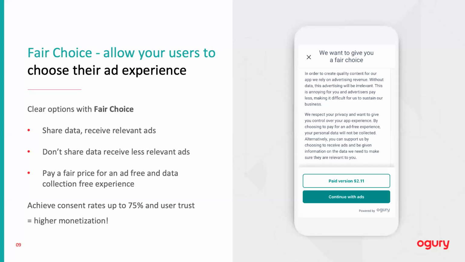We'll come more to the actual interface later. But we've also added features that stay within our mission of providing the user with choice. One of these key features has helped increase opt-in and acceptance rate massively, up to 75%. It has also delivered user trust. And for you publishers, it's high monetization, and it's called a fair choice.